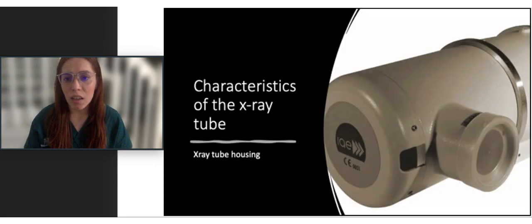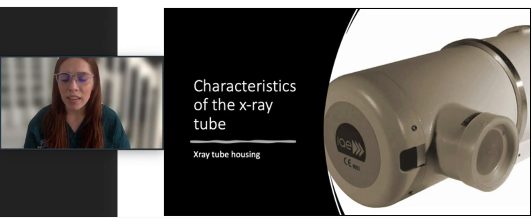Some characteristics of the X-ray tube are the X-ray tube housing. This one is going to protect the X-ray tube from physical damage and insulate the tube electrically. This is going to help to protect the radiographer and patient because it's also covered with lead. This absorbs any off-focus radiation.